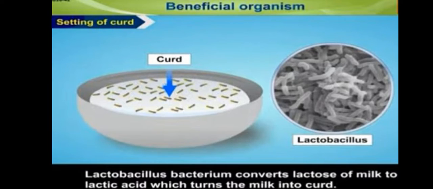Let's see what exactly happens. What does this lactobacillus bacteria do? Lactobacillus bacteria convert lactose of the milk. Milk contains lactose, so this lactobacillus bacteria converts lactose of milk to lactic acid, and this is the reason why the milk gets converted into curd.